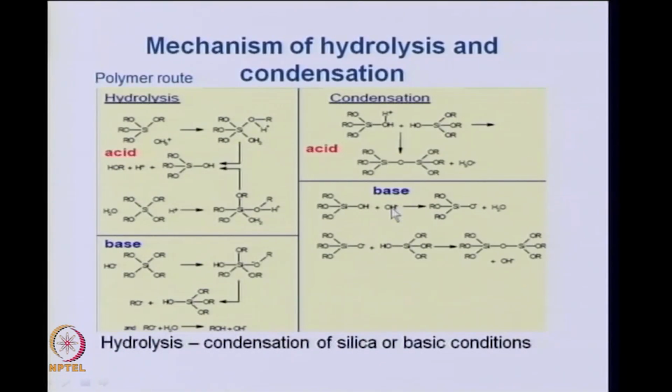If you do a base condensation, then you have a hydroxyl group here to react, and one water molecule leaves, and you have this O minus group, and this O minus group then reacts with another molecule of this alkoxysilane, and you have this SiO-Si bond with a loss of OH minus group. So, you can have hydrolysis under acidic or basic conditions. Similarly, you can have condensation in acidic or basic medium.